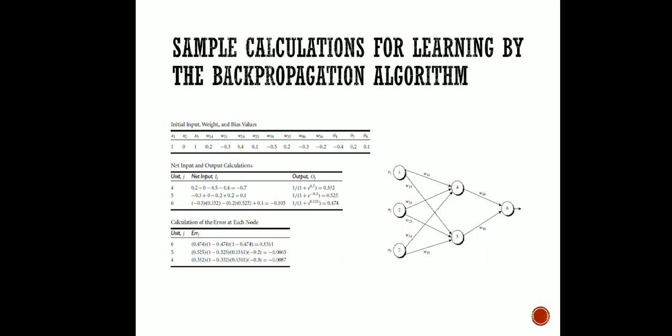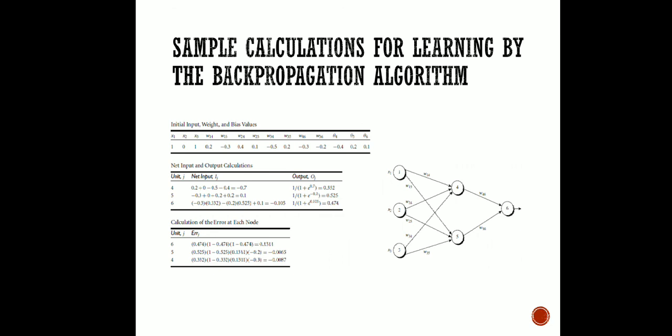So this is coming to minus 0.7. If we have to calculate the output, you remember that it is 1 by 1 plus e to the power minus Ij. So it will be 1 by 1 plus e to the power 0.7, which comes to 0.332. Similarly you can calculate it for 5 and for 6 as well, okay?